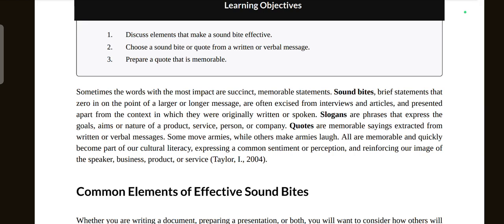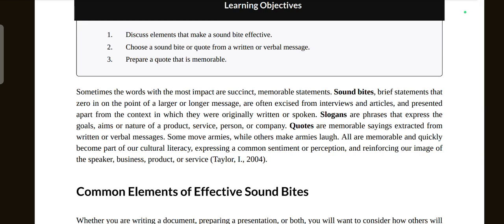So when we say sound bites, it refers to the brief statements that zero in on the point of a larger or longer message. They are often excised from interviews and articles, and they are presented apart from the context in which they were originally written or spoken. So when we say slogans, those are phrases that express the goals, the aims, or nature of a service, a person, a company, or even a product.